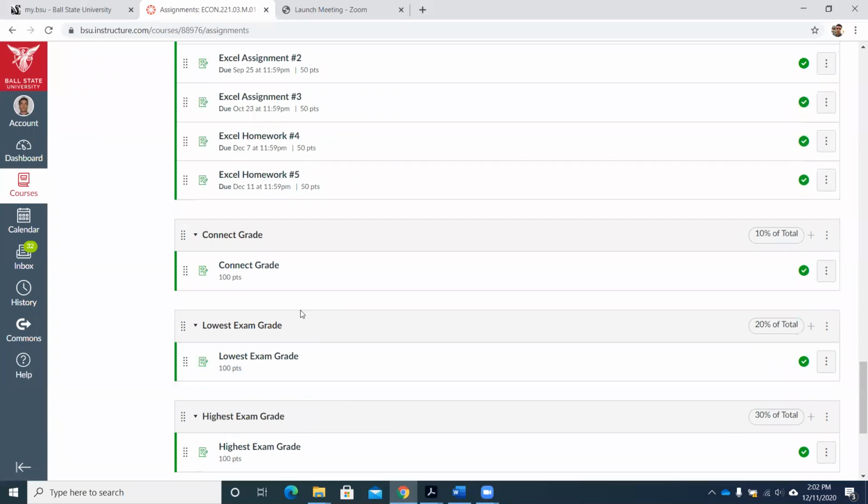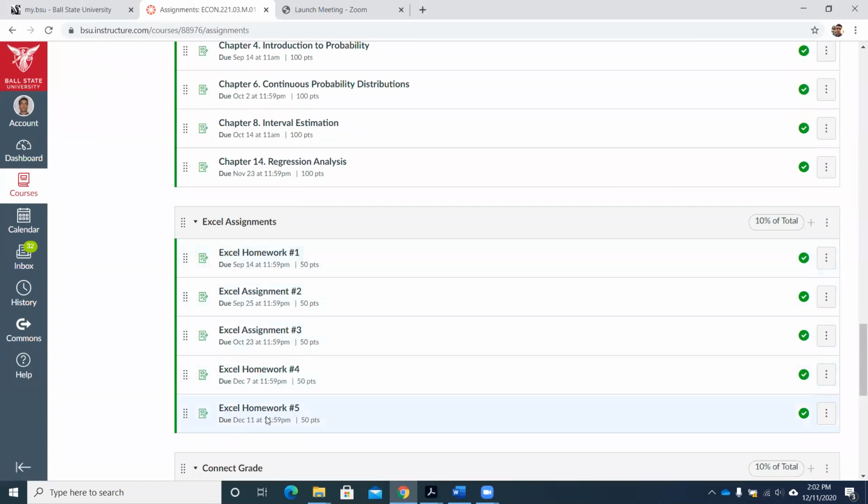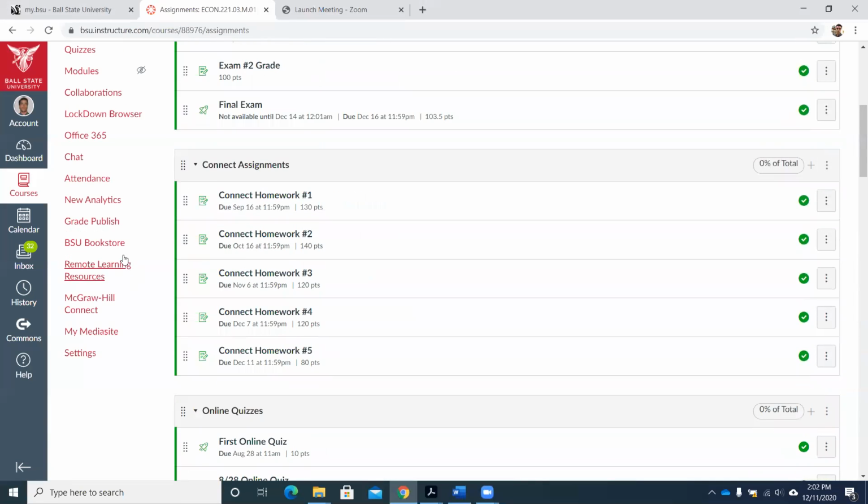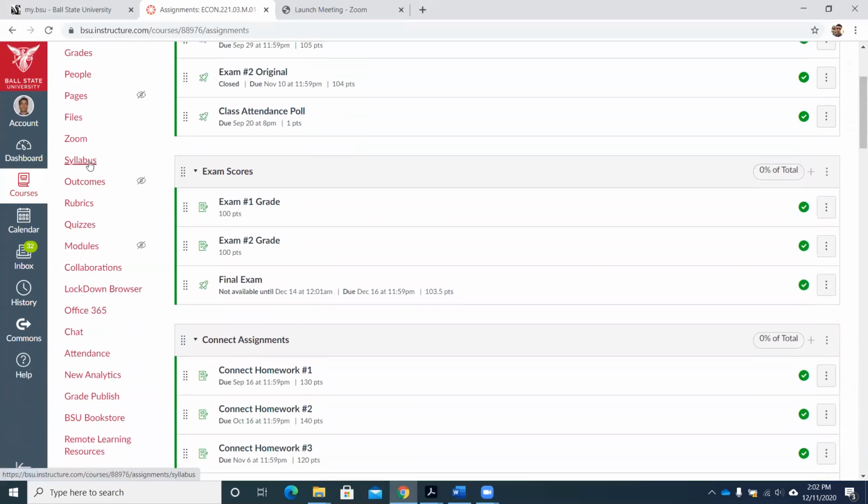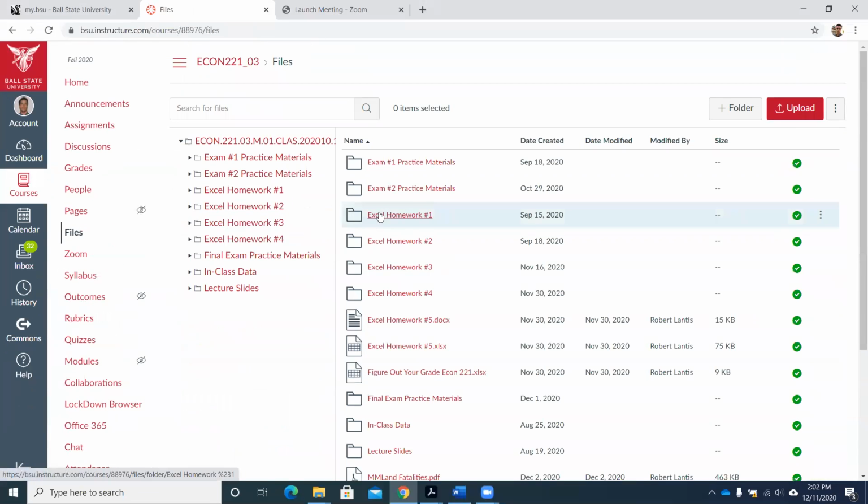I'll do the same thing for Excel and Connect once the due date has passed. I don't know if I'll get to it on Sunday, but for sure on Monday I will have it updated, so you'll see your Excel grade with the lowest one dropped, and your Connect grade with the lowest one dropped. Then you'll have your four homework and online quiz grades, where you can play around and figure out what you need on the final to get different grades in the class, okay?